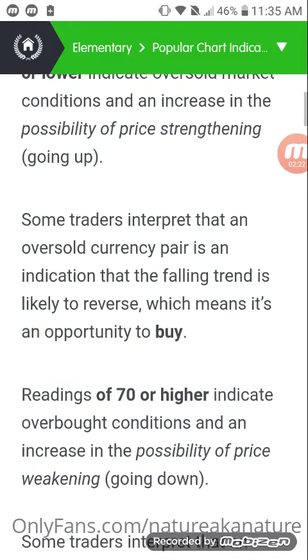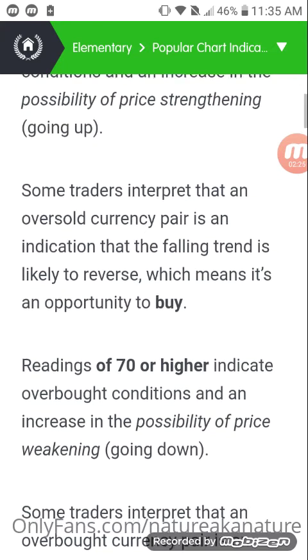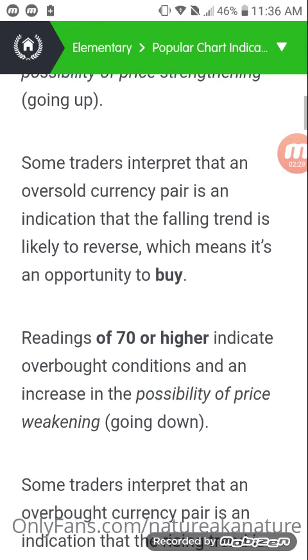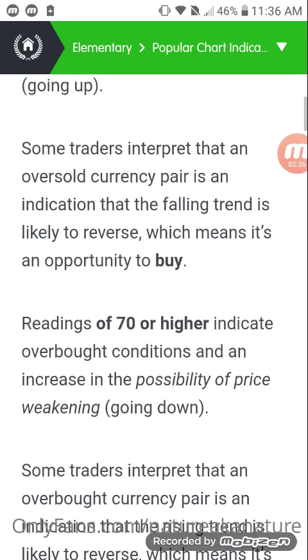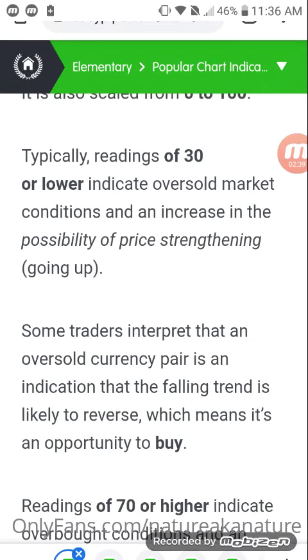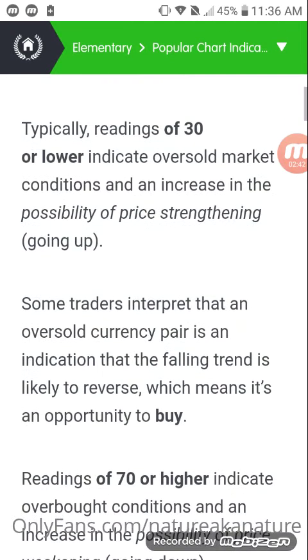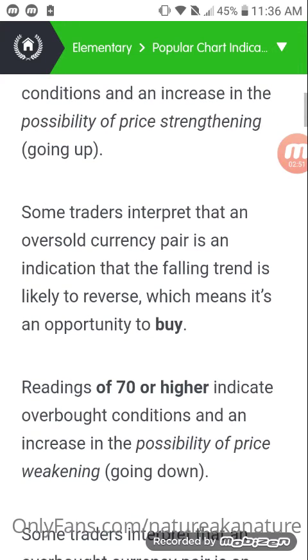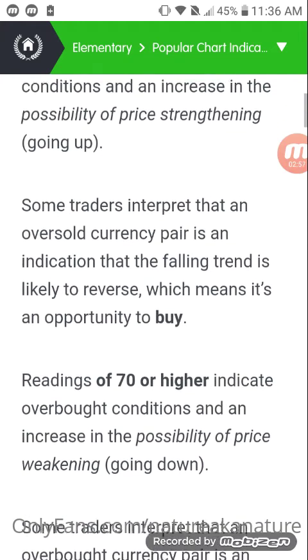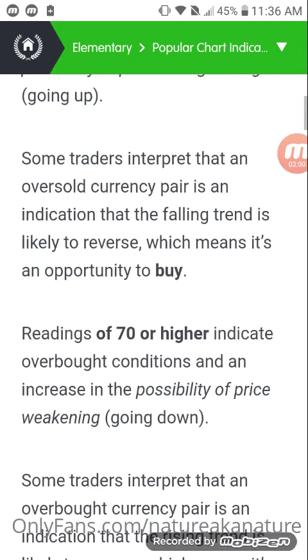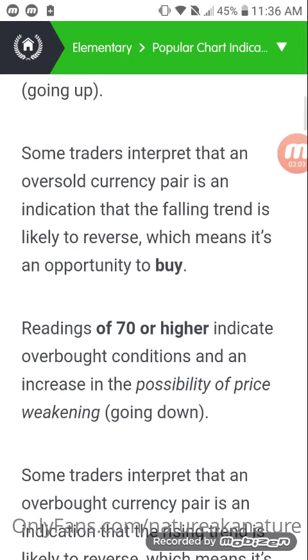Reading the opposite is reading 70 or higher. When the RSI goes to 70 or higher, it indicates overbought conditions in the market, and an increase in the possibility of price weakening and going down, a reversal, is likely. So when it's at 30 or lower, it's an opportunity to buy, and when it's at 70 or higher, indicating overbought conditions, it's an opportunity to look for sales.